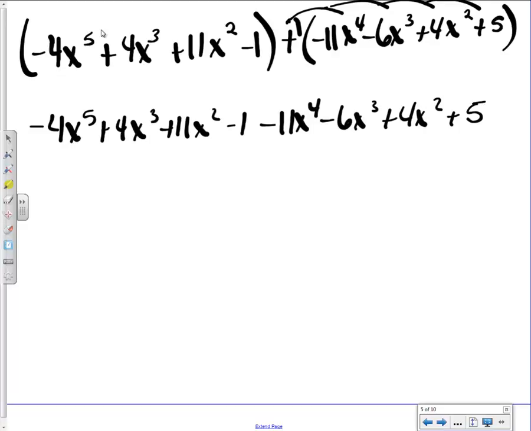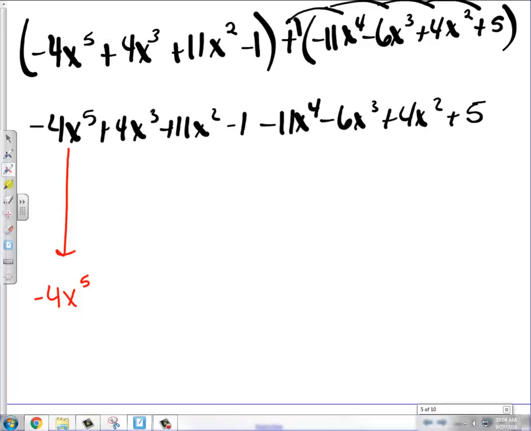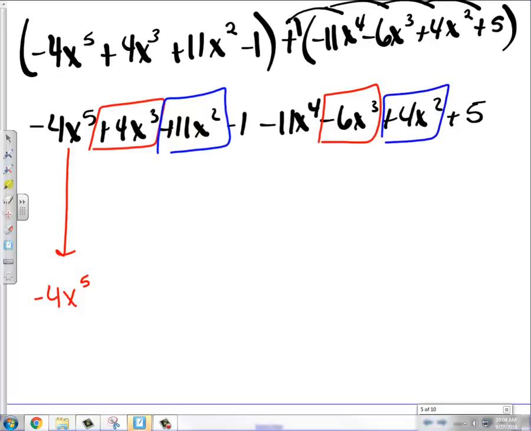I am trying to figure out what matches. So x to the fifth has no matches, so it's going to come down. The x to the third does have a match, okay? And so this guy and this guy go together. And what else matches? Well, I see the x squareds do match, so here's this one and here's this one. Okay, the whole numbers match, the -1 and the +5 match, and it looks like the x to the fourth does not have a pair, so it's going to come straight down.